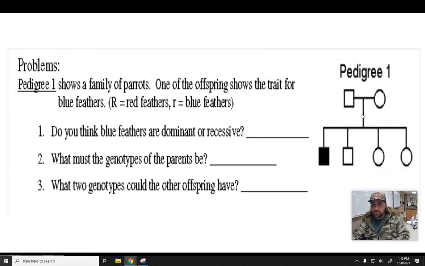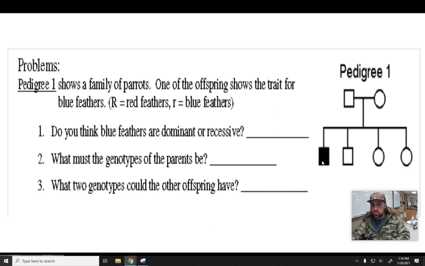Let me get that out of the way. So we have a male and a female that are not affected. We have a male that is affected, not affected, not affected, not affected. So it says pedigree 1 shows a family of parrots. One of the offspring shows the trait for blue feathers. R equals red feathers, and lowercase r means blue feathers. So this individual right here is going to be our blue feathered individual. They are the ones that are affected.